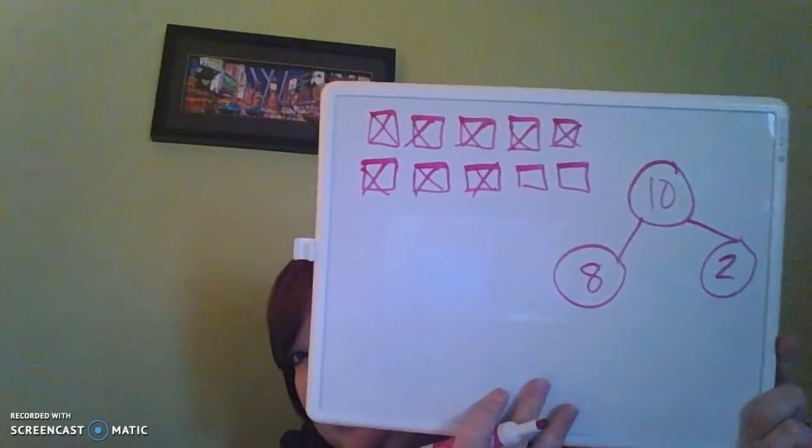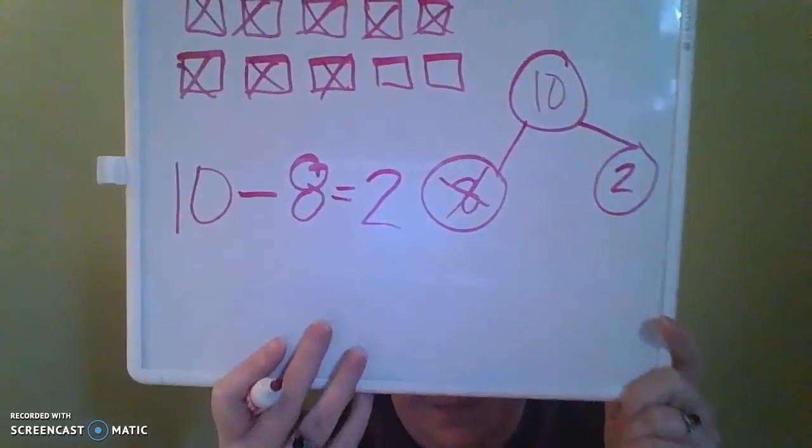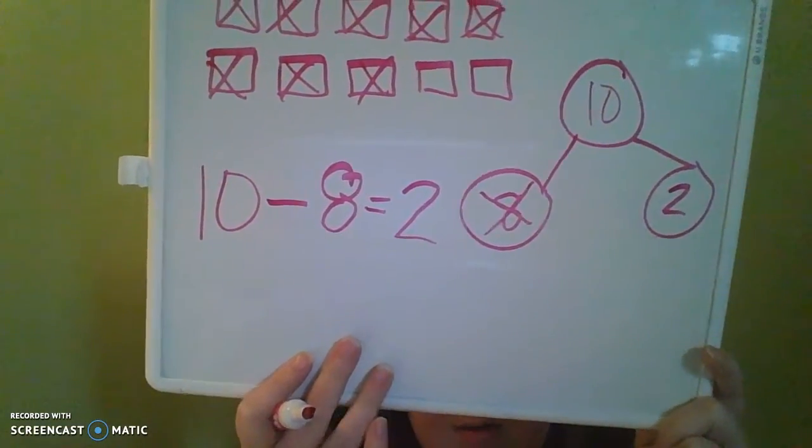Draw your number bond. My whole is 10. How many did I take away? 8. And what's left? 2. What am I missing? You're right, I need to cross off my 8. Okay, now we need to do the number sentence or equation. So I started with 10 minus what? 8, because that's how many I took away, equals 2. Does yours match mine? Good.